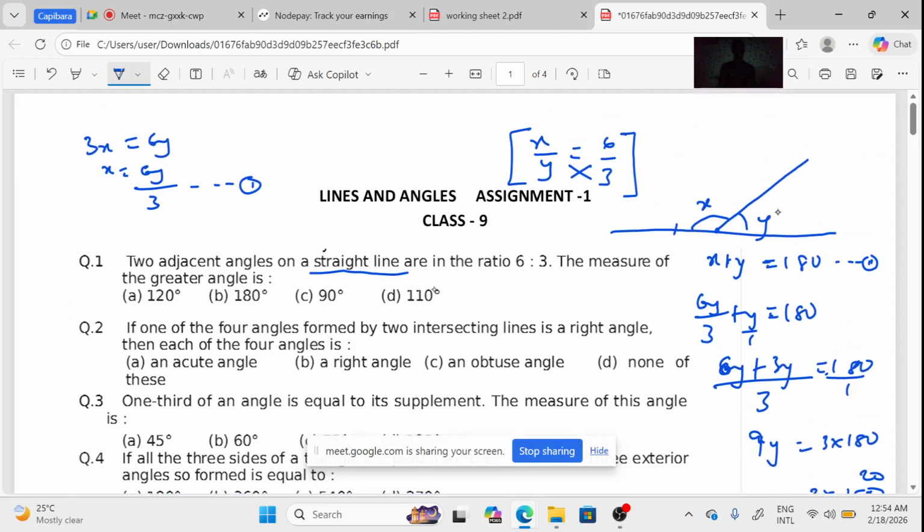So if y is equal to 60, then what will x be? x is just going to be 180 minus 60, which is 120.